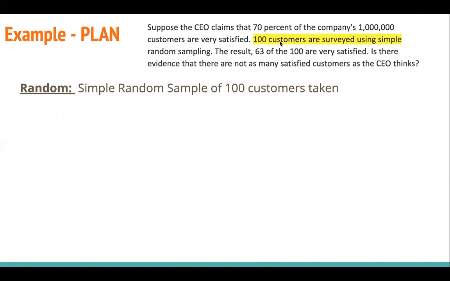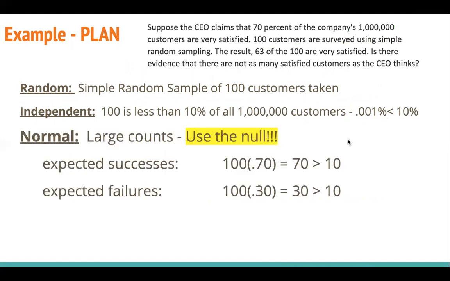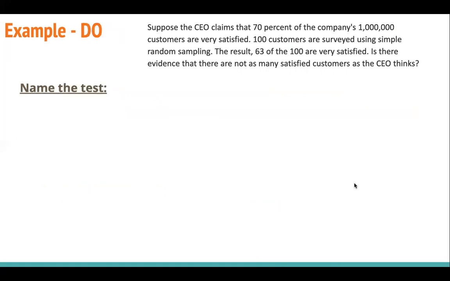All right, next, my conditions. Random: yep, they took a simple random sample of the 100 customers. Independent: sure, 100 is less than 10% of the million customers, right? I could calculate it, I get it's like 0.001%, so that's definitely less than 10%. For my large counts, I'm going to use my null. Out of the 100, I'm going to expect 70, right? 100 times 0.7 is 70, which is greater than 10. 100 times 0.3 is 30, which is greater than 10.